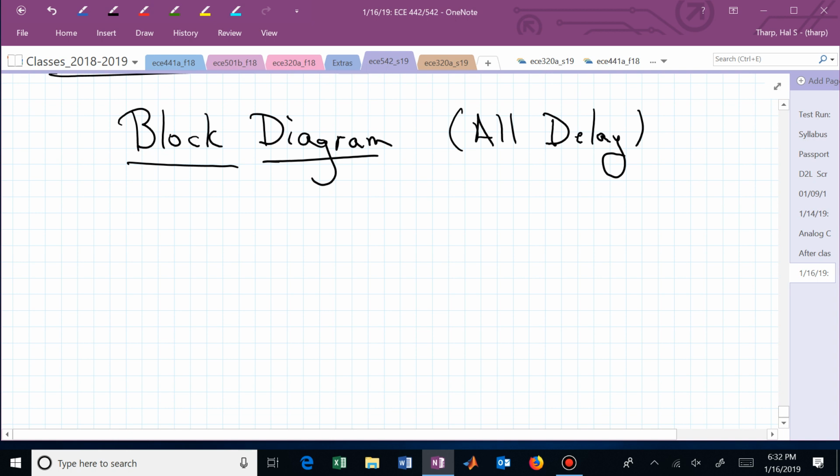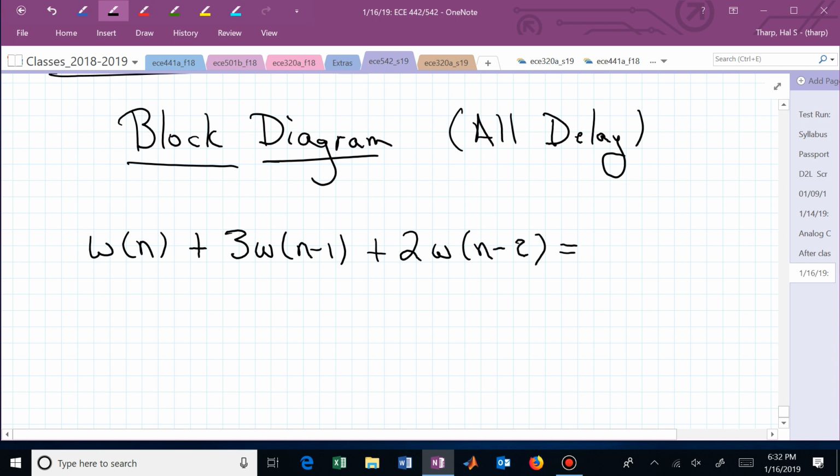So now we're looking at all delay block diagrams, and let's assume that our difference equation is W of n plus 3 W of n minus 1 plus 2 W of n minus 2 is equal to R of n.